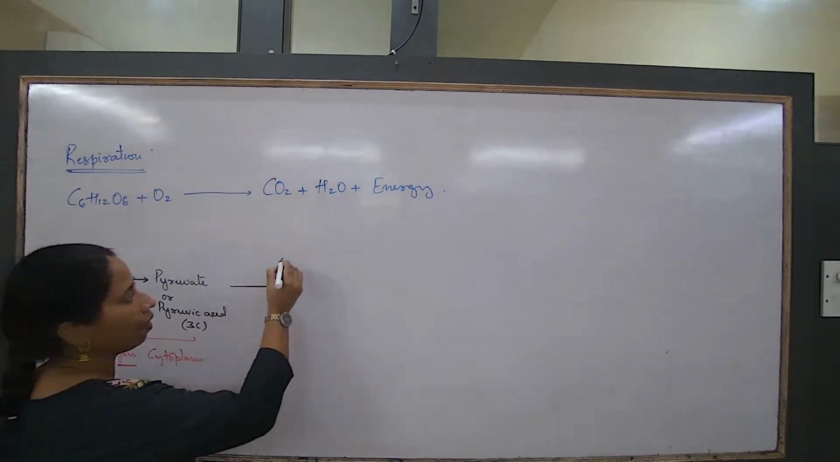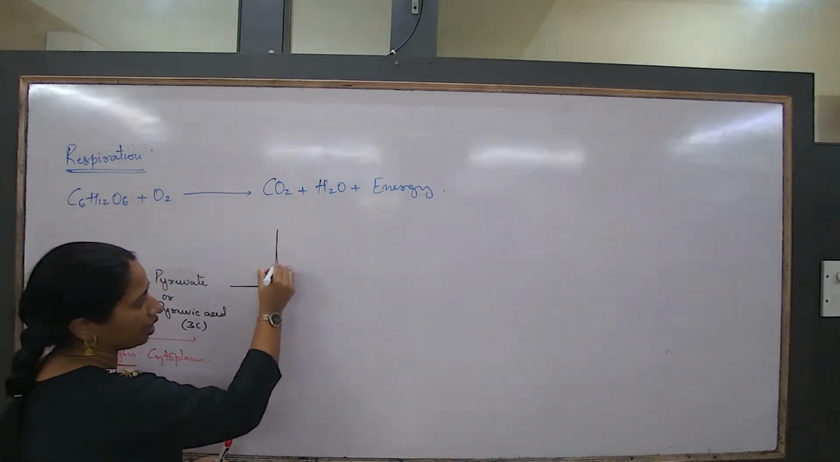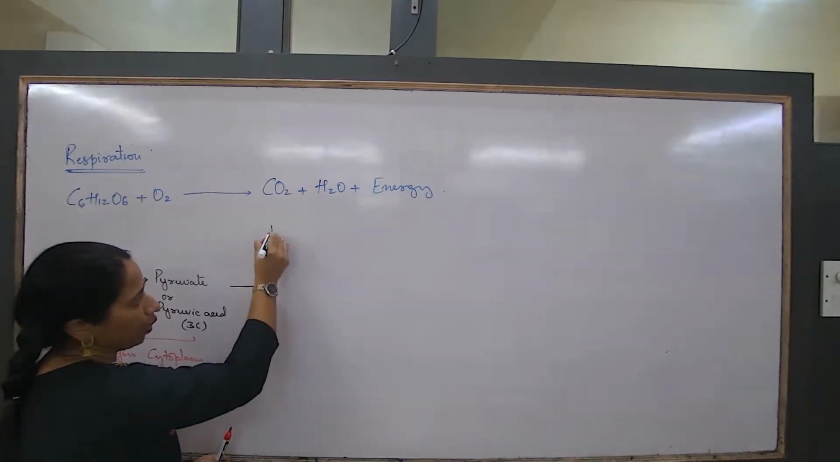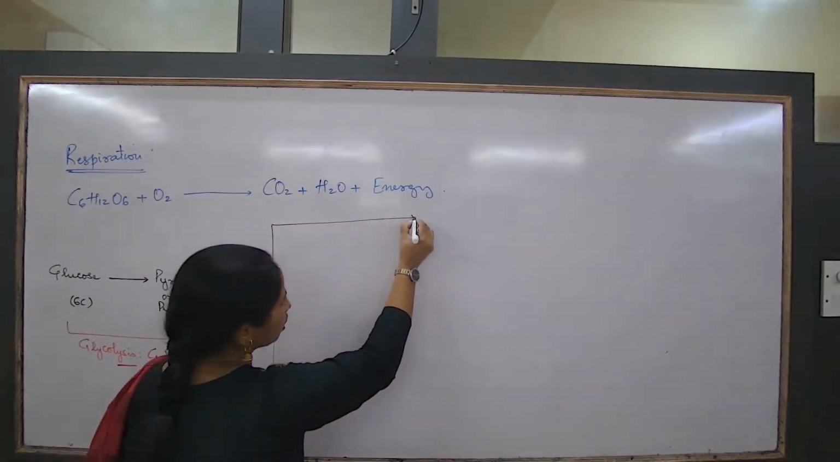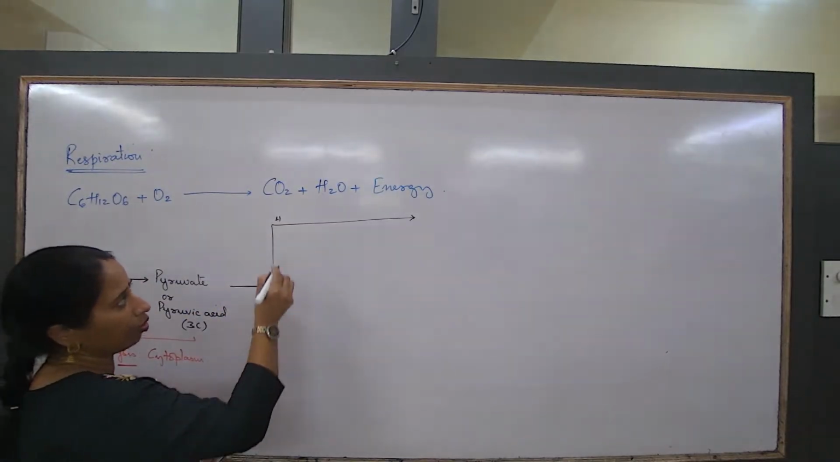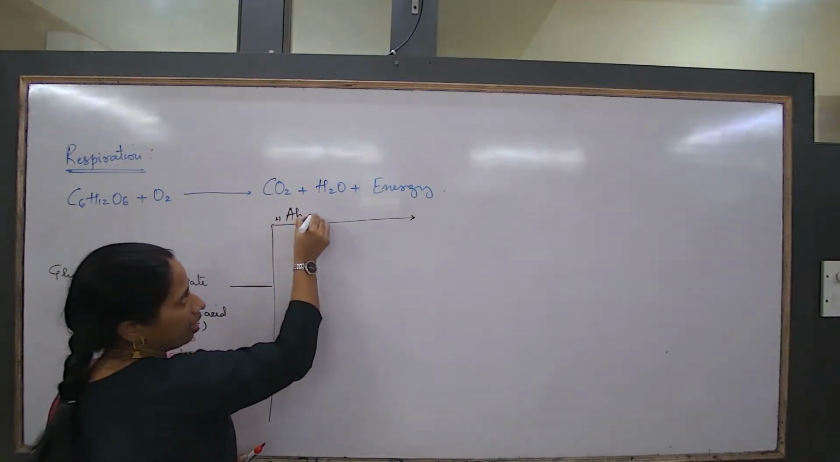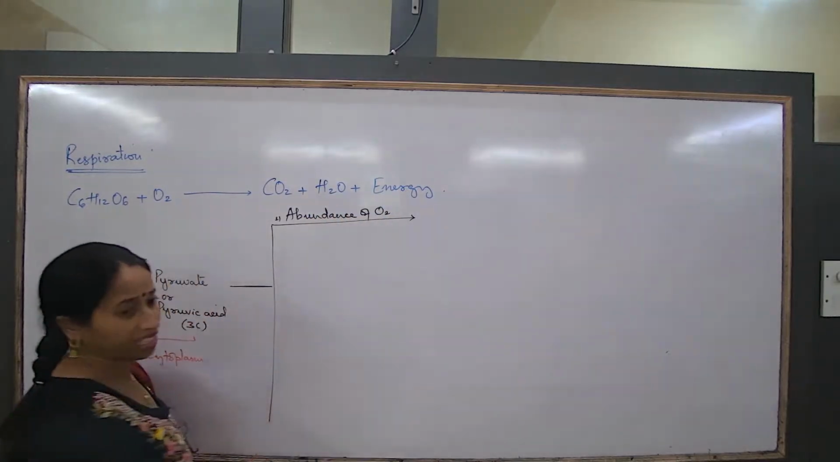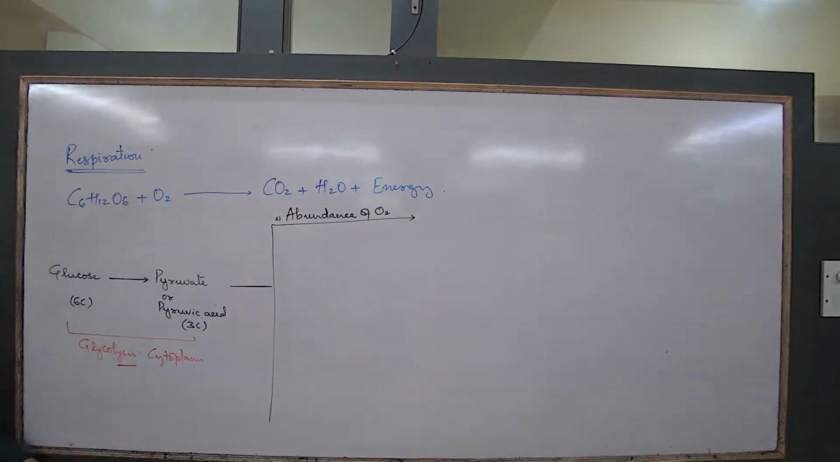Let us see how. I talk about the first pathway. In the first pathway, I want to see how pyruvate breaks down if the cell has abundance of oxygen. If the cell has abundance of oxygen, something like us, when the organism can take in enough amount of oxygen from the environment, plants can take in enough amount of oxygen from the environment.